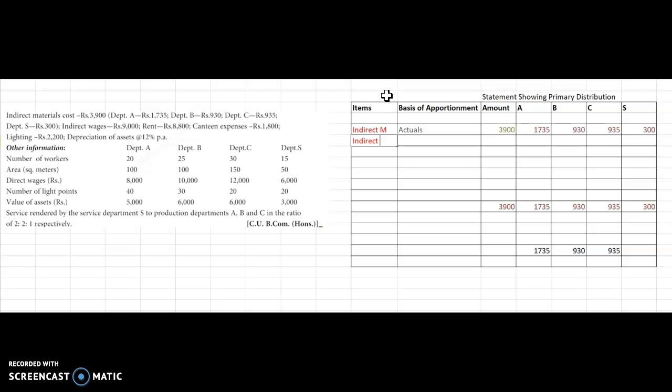Okay. Next we move on to indirect wages. Indirect wages is based on number of workers, area, direct wages. So indirect wages will be on the basis of direct wages. So how much is it given? The total is given as 9,000. So we'll put 9,000 over here, and it's on the basis of direct wages. So that is in the ratio of 8 is to 10 is to 12 is to 6.